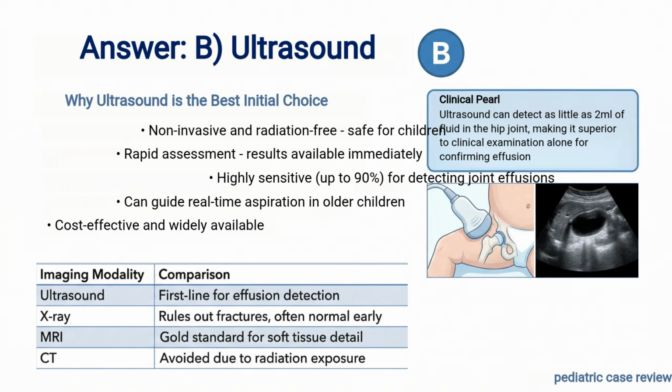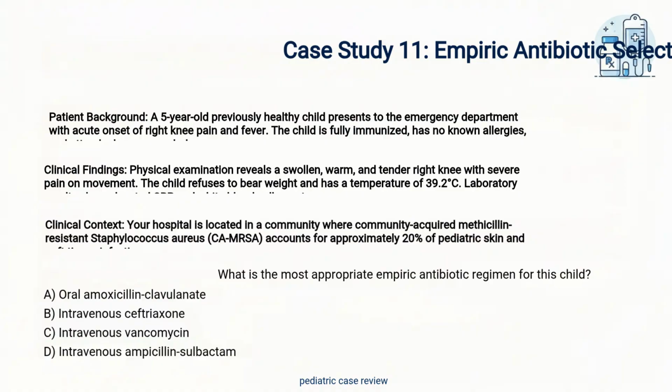Plain X-ray is used, but is often normal in early septic arthritis. Magnetic resonance imaging is reserved for complex or uncertain cases, and computed tomography scan exposes children to unnecessary radiation. Case Study 11. Empiric antibiotic selection.